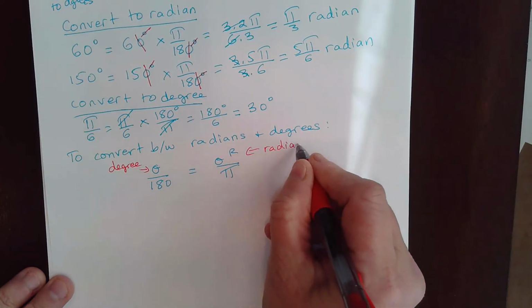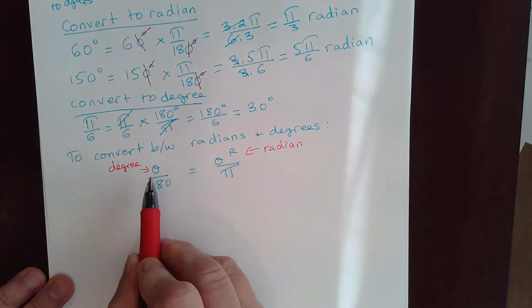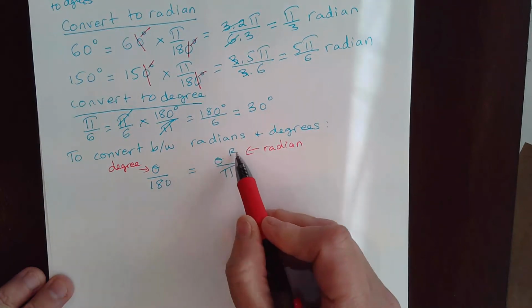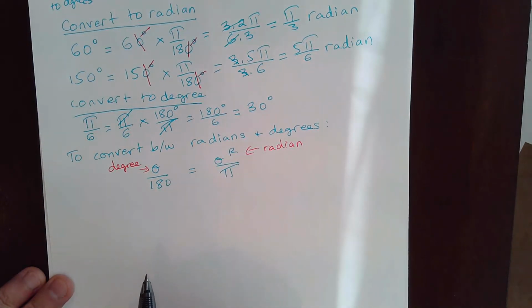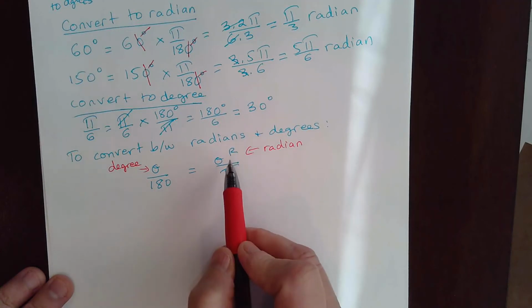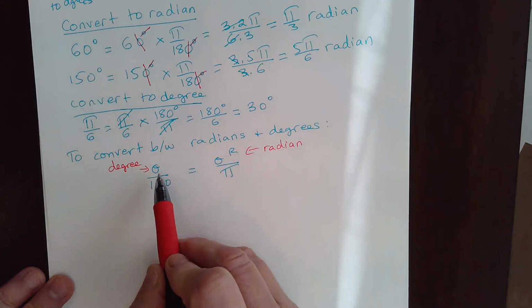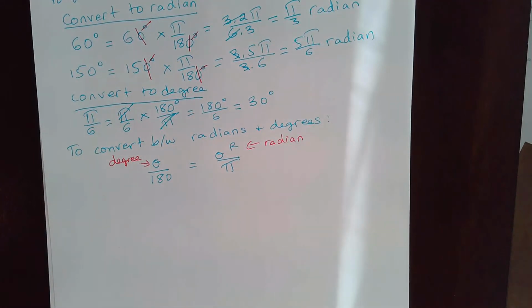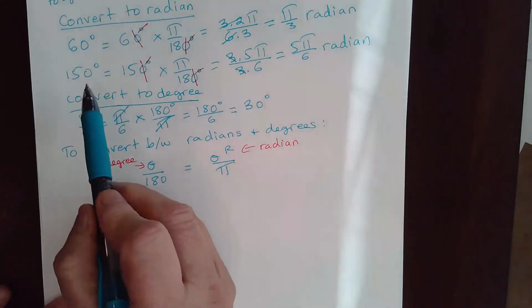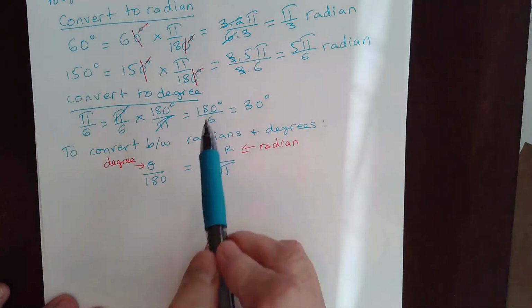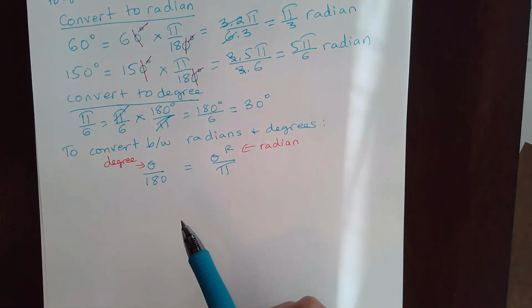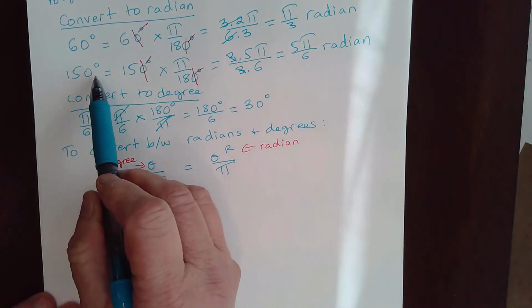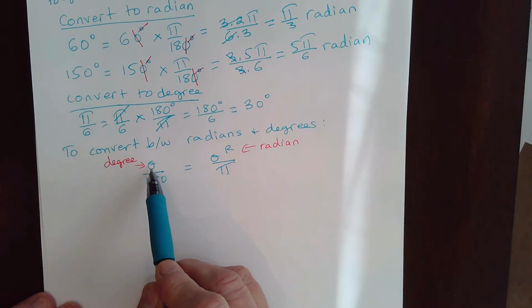So if you have an angle in degrees, you plug it in here, you find the angle in radian. And if you have the angle in radian, you plug it in here, you find the angle in degrees. Okay? So if I use an example that we just used here, 150 degrees, using this formula right here. So 150 degrees, that's in degrees, so I'm going to plug it in here.